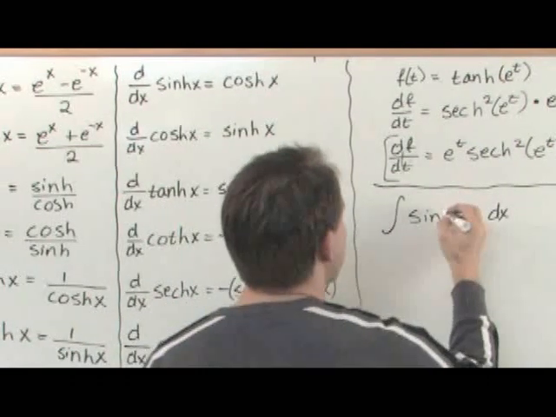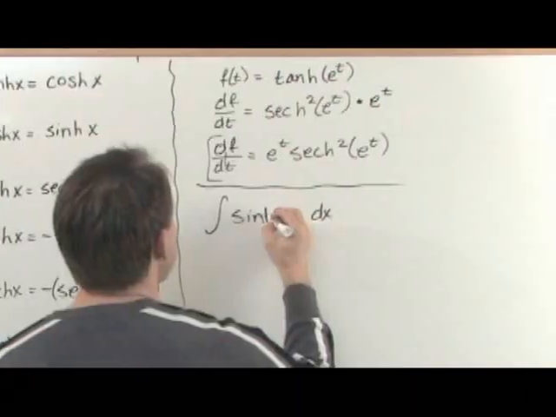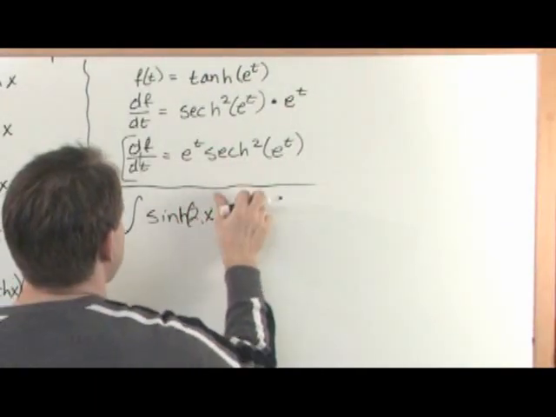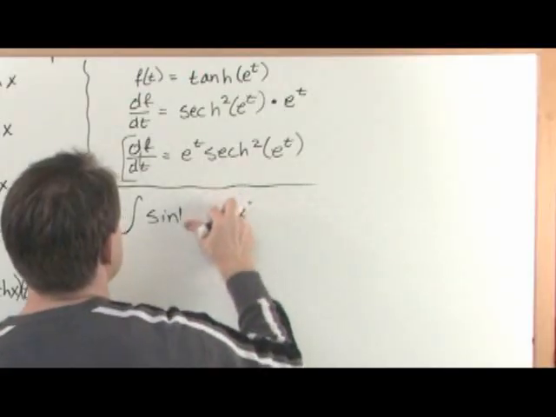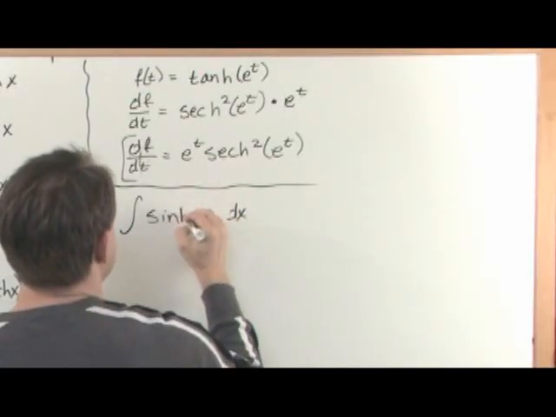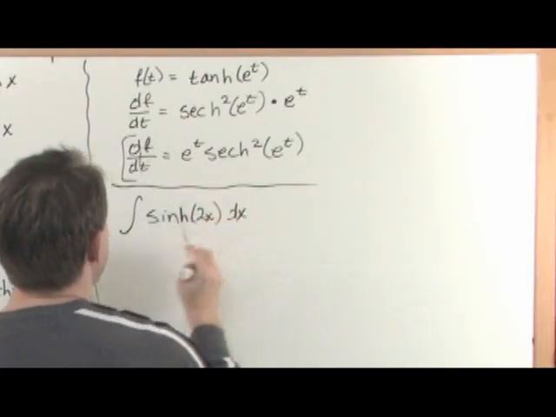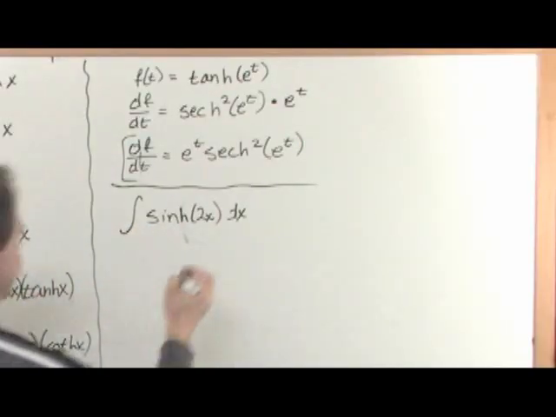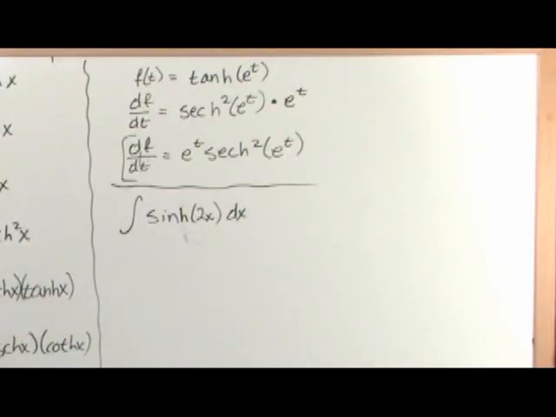So when we go back to our problem, we put it as a hyperbolic sine of 2x, which is what it should be. Then we try to use that fact, but we can't use it right away. We have to use the substitution.